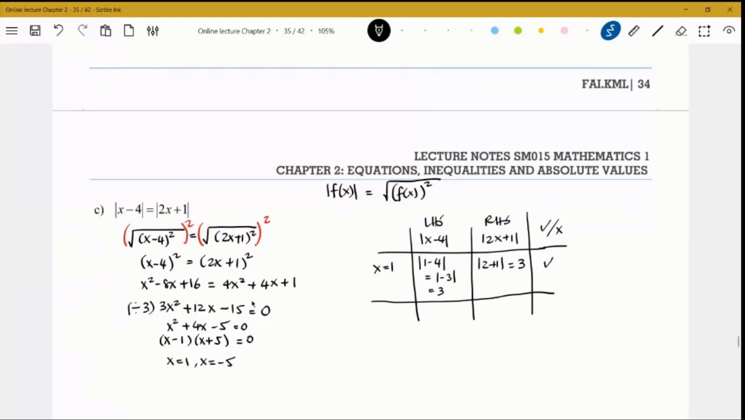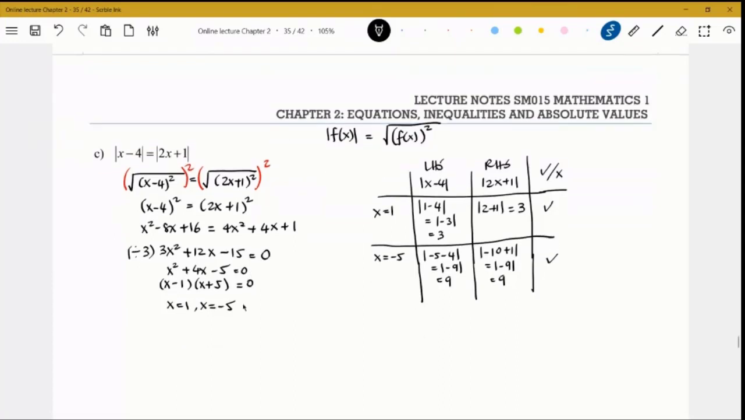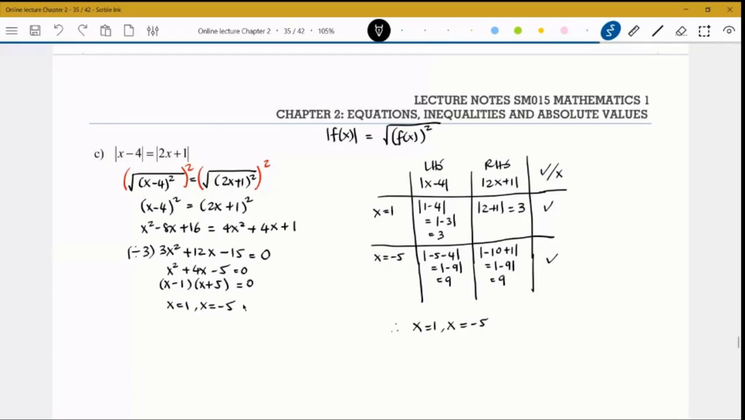And then another one, we have x equal to negative 5. So modulus of negative 5 minus 4 is modulus of negative 9, which is positive 9. And the same thing for the right hand side, modulus of negative 10 plus 1 is modulus of negative 9, is positive 9. So same answer, kiri dan kanan, accepted. So we have the final answer, which is x equal to 1 and x equal to negative 5. Are you okay? Are you with me? Yes.